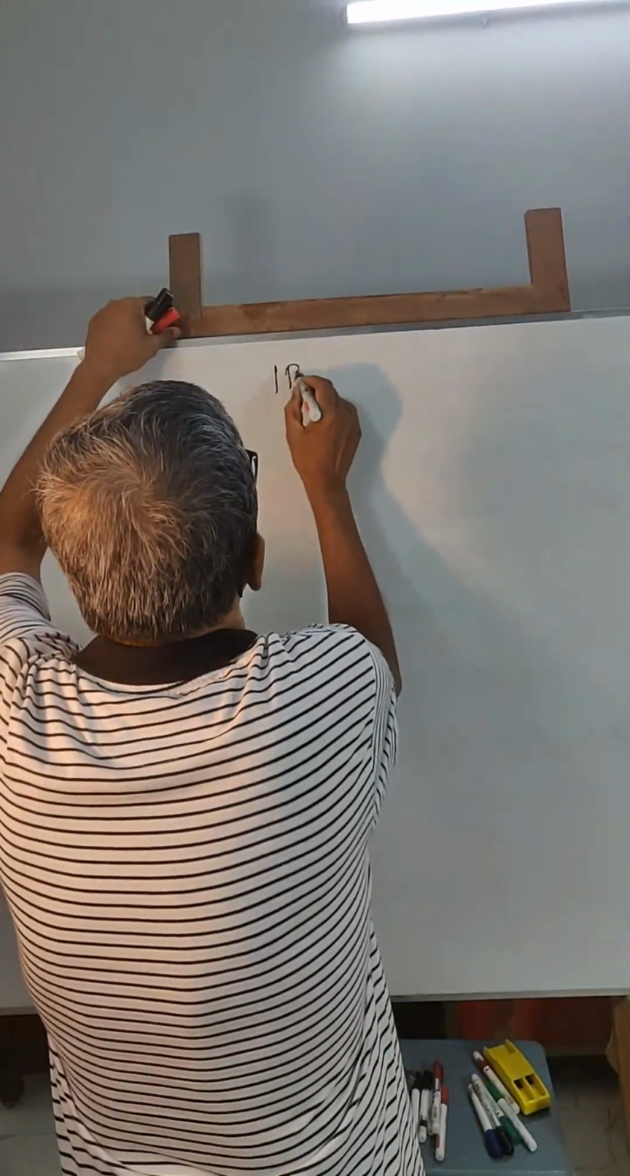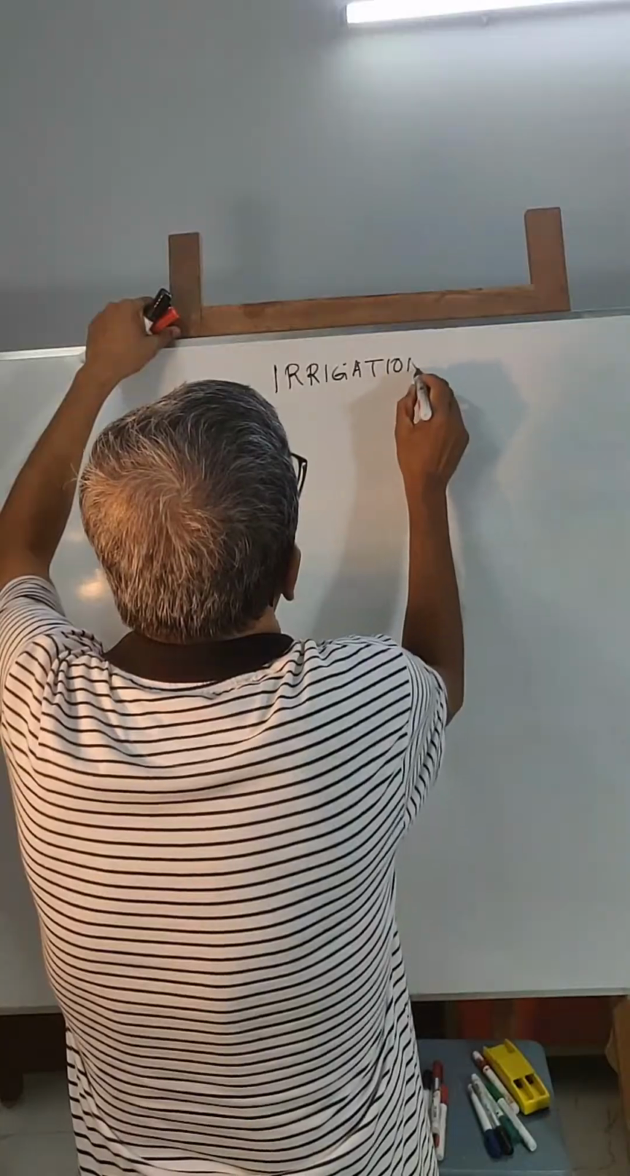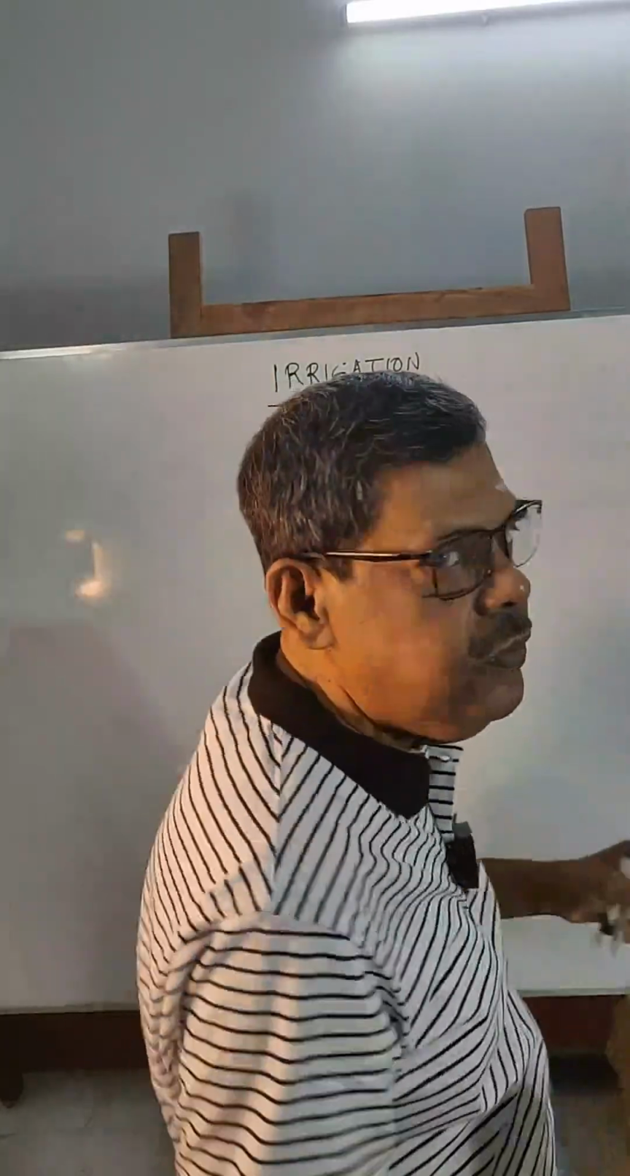Today I will discuss improvement in crop production. The first part of improvement in crop production is nutrient management, which I have completed. Now I will discuss the second part of crop improvement, that is irrigation. Irrigation is the second part of crop improvement.